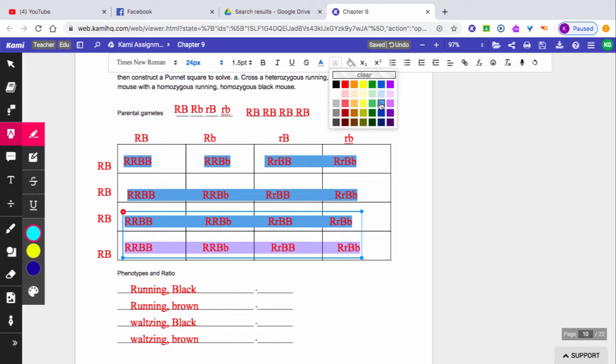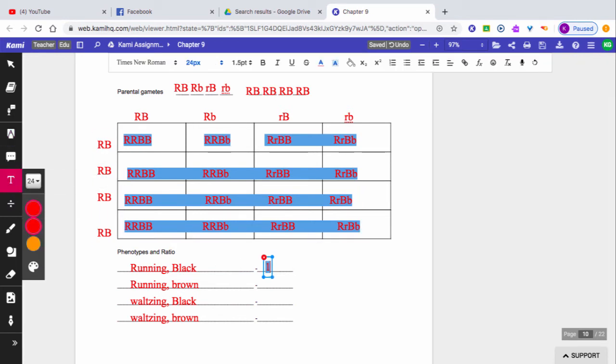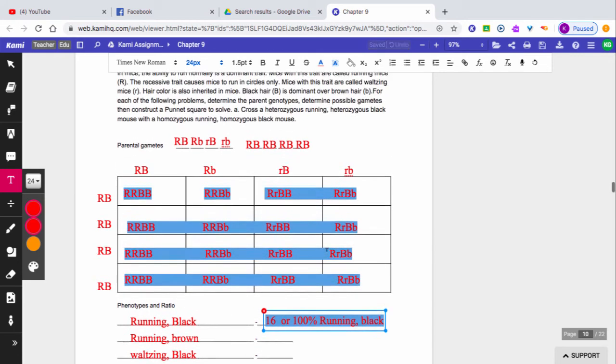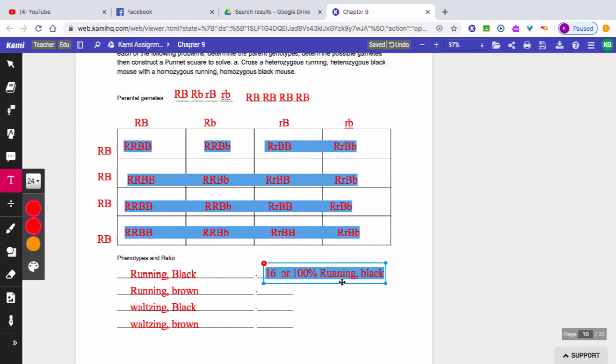Oh, this is kind of a boring one, but sometimes typical of what you see. So this is going to be 16, or 100% running black. So if you did that, if you got that for your answer, that is correct. And let me go ahead and take a screenshot of this as a key so I can post that for people who want to go through the whole video.